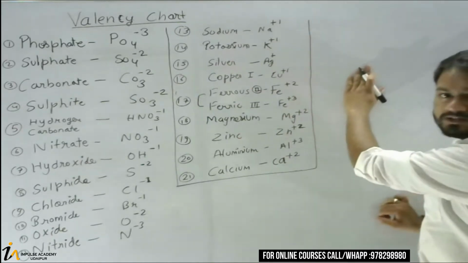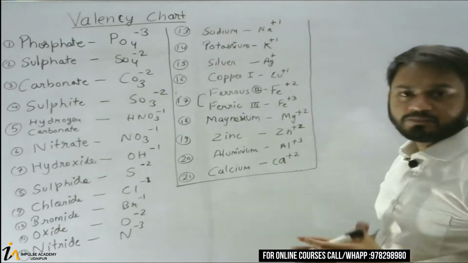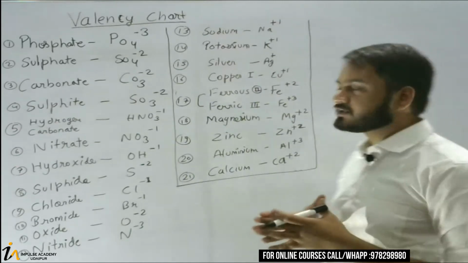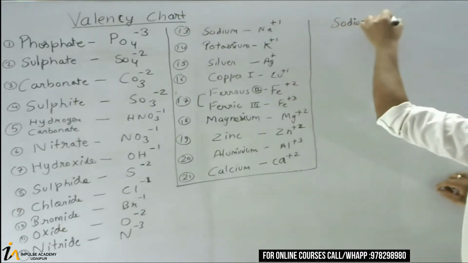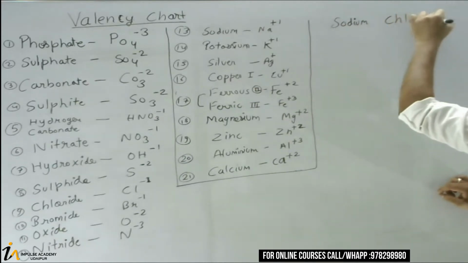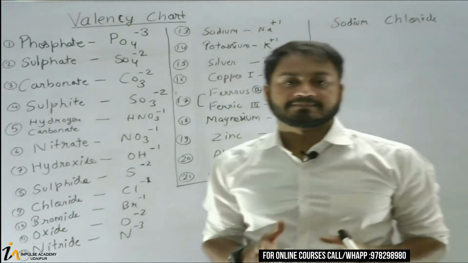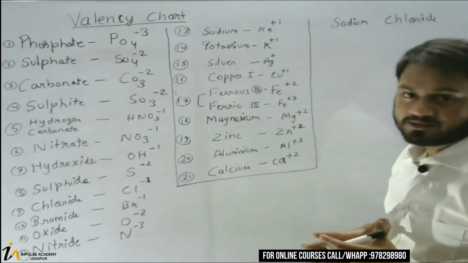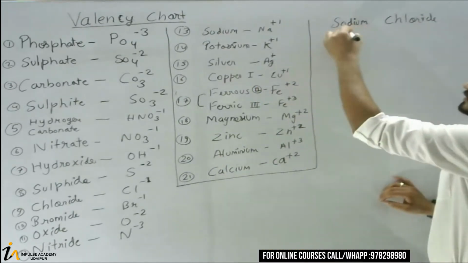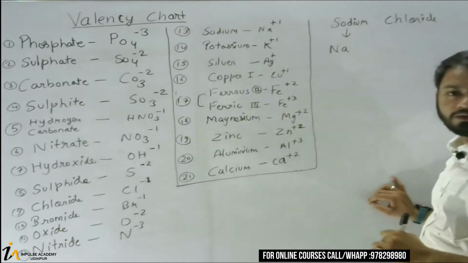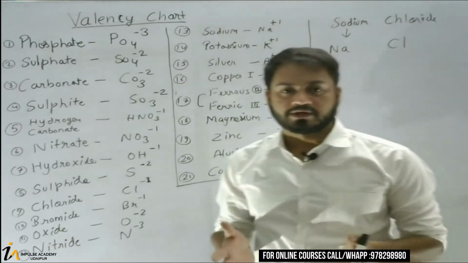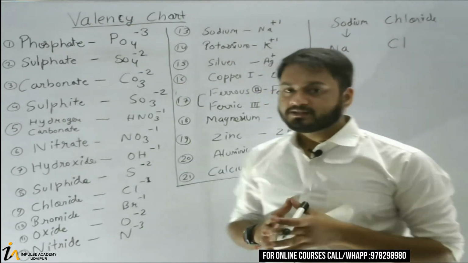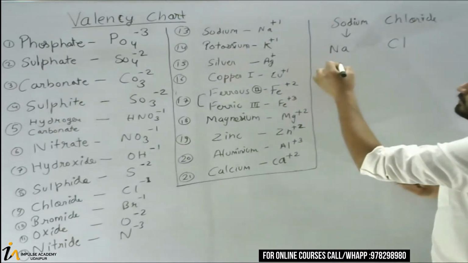So let's see how we can form the formula. Suppose we get NaCl, let's take a simple example. NaCl, that is sodium chloride. So first step, we should know the symbols of this compound. The basic main thing we require is the symbols. So sodium is given by Na, and chloride is given by Cl. Chloride is chlorine.